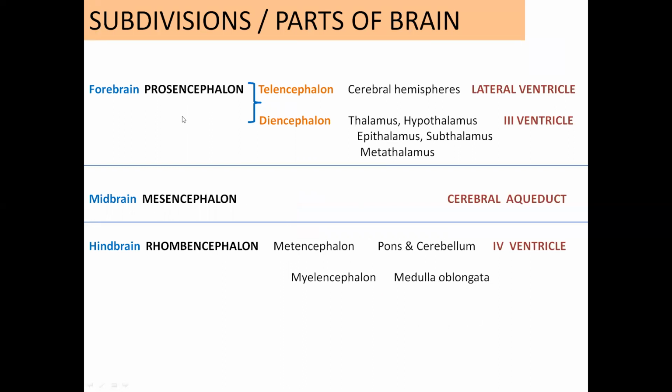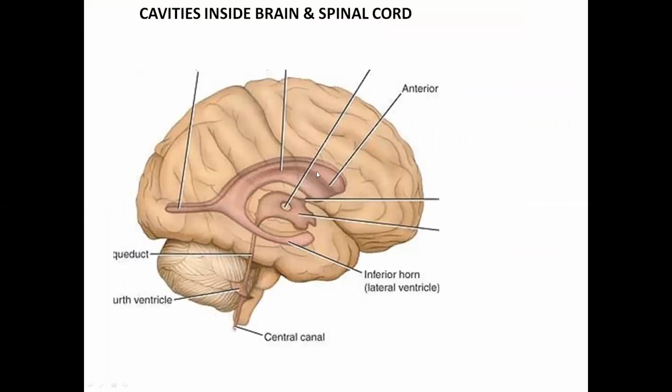So this is a small revision. You know the cavity of the forebrain is the lateral ventricle, that of the telencephalon. The cavity of the diencephalon is the third ventricle. The cavity of the hindbrain is the fourth ventricle. The third ventricle is connected to the fourth ventricle by means of the cerebral aqueduct. The lateral ventricle is connected to the third ventricle by means of the foramen of Monro. That's what we are going to see now.